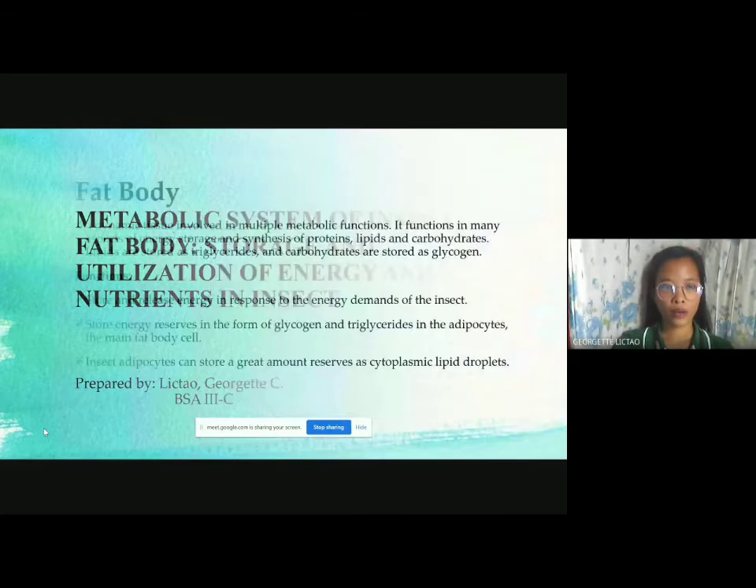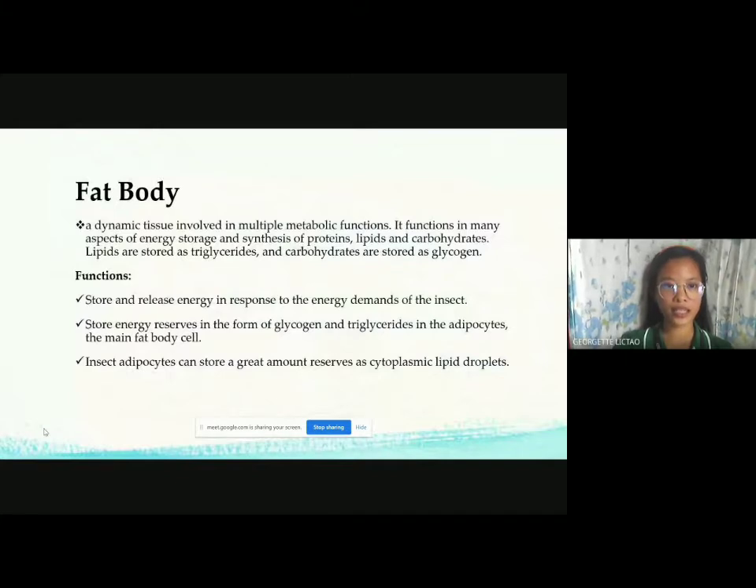So, fat body. Fat body is a dynamic tissue involved in multiple metabolic functions. It functions in many aspects of energy storage and synthesis of proteins, lipids, and carbohydrates. Fat body plays a major role in the life of insects. It is a dynamic insect tissue composed of storage cells. Lipids are stored as triglycerides and carbohydrates are stored as glycogen.